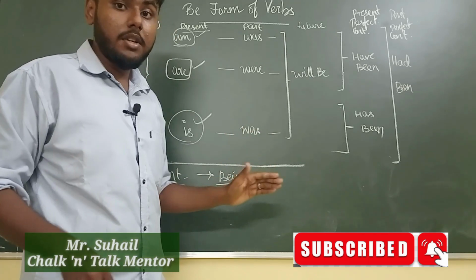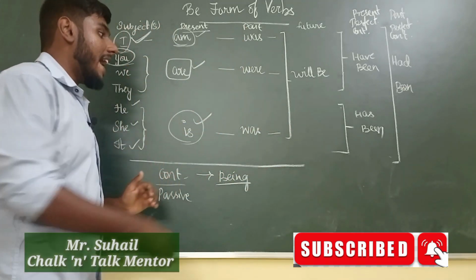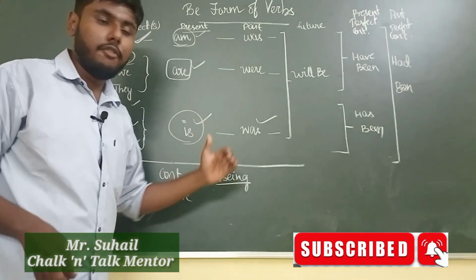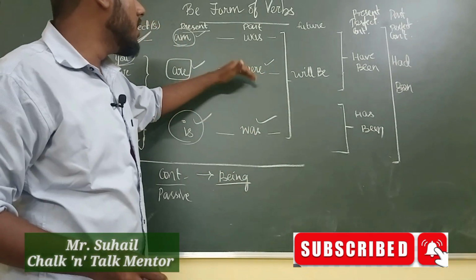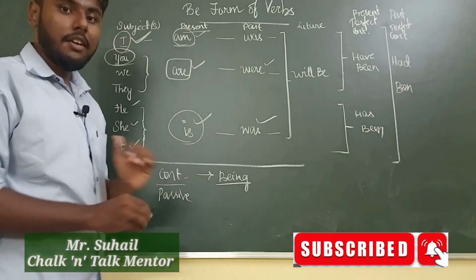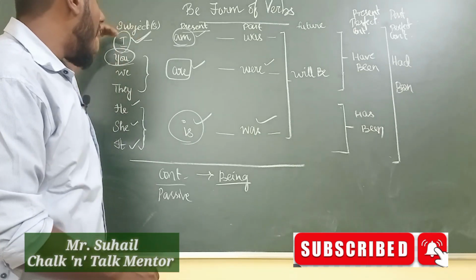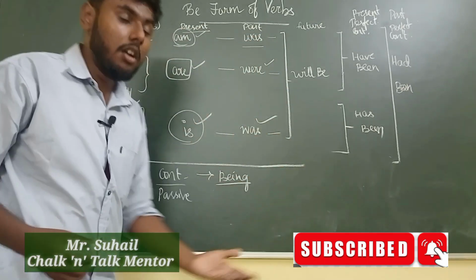Now, let's quickly dive into the past form. The singular past will have was as its be form of verb, while were will be used for the past plural form. I'll quickly give you examples. Like, I was riding a bike. I is a singular.